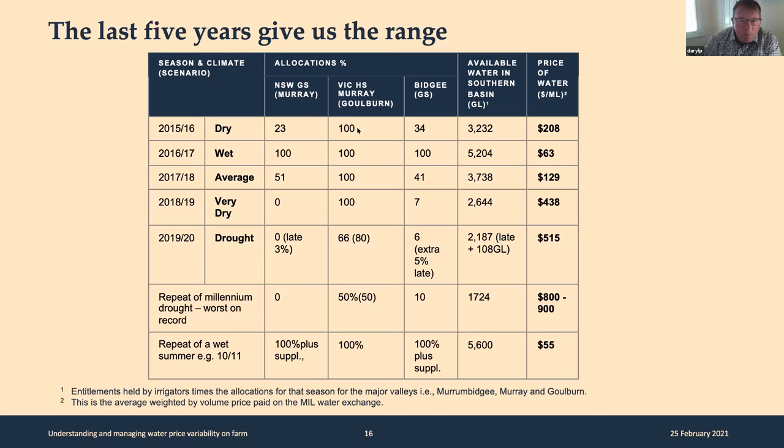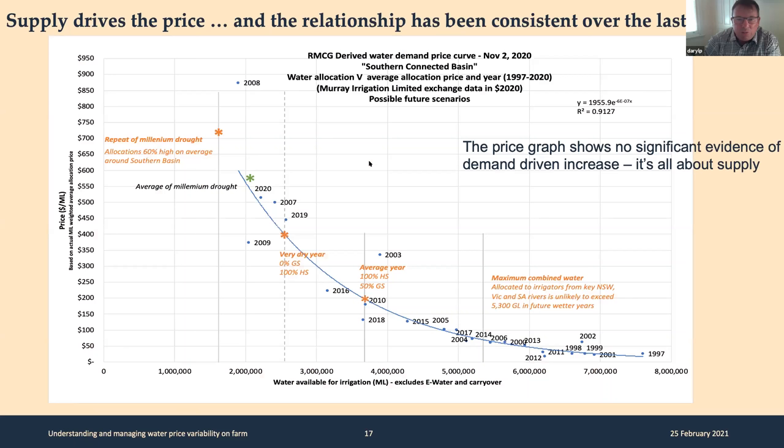If we just look in our own backyard at 100%, 100%, 100%, but we see this variability in the water position, well, what's going on there? Well, what's going on there means that we are part of that connected basin. There are influences across that whole water base that drive where we sit with price.